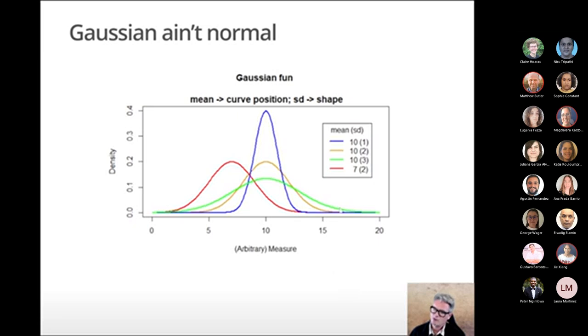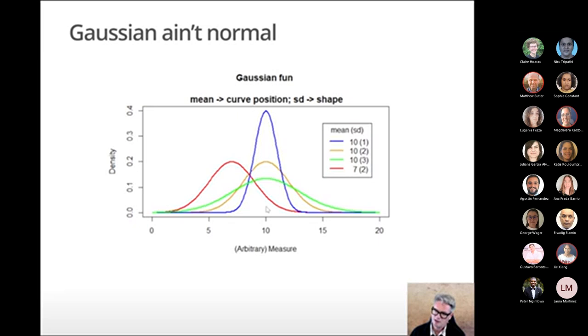And whether it's wide or tall depends on the values of the two Gaussian parameters, the mean and, in parentheses, the standard deviation. So the tall thin curve has a mean of 10 and a standard deviation of 1. The goldenrod one has a standard deviation of 2, but the highest density is still centered on the mean. And the green has the widest, flattest curve with a standard deviation of 3. So these three together show the effect of the standard deviation.